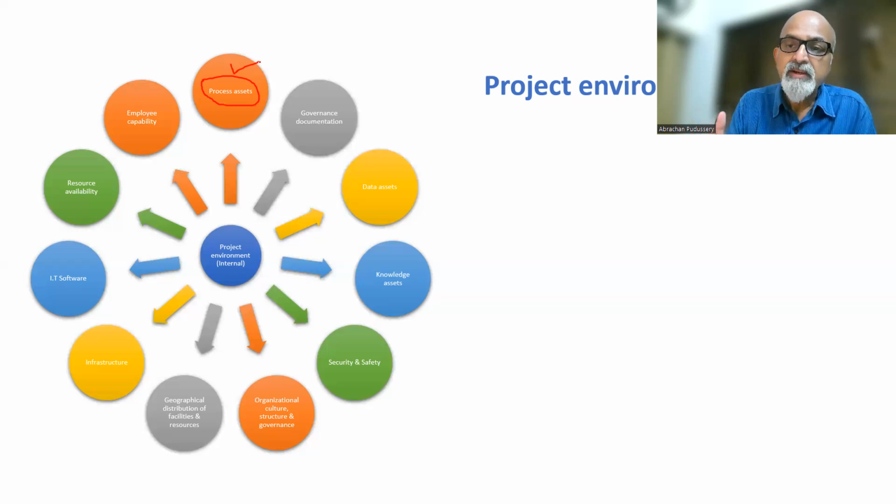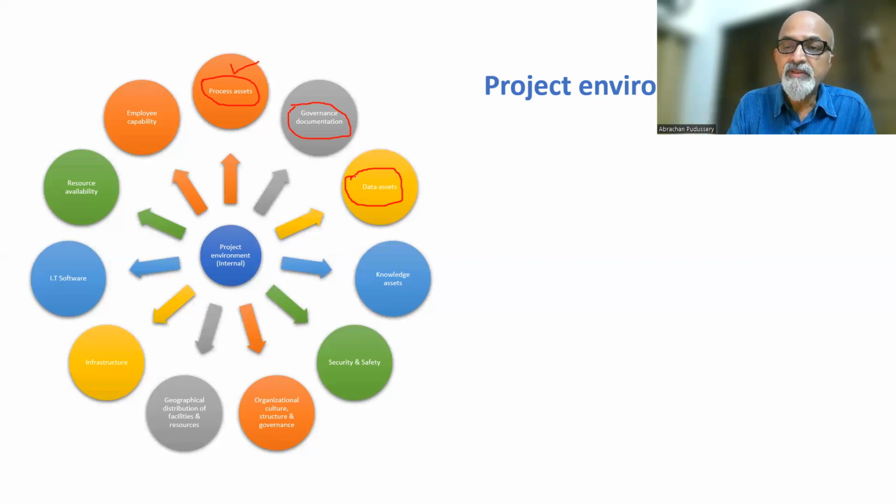we need to understand what are all the processes the owner is demanding, what are the processes the contractors are following, what are the processes the subcontractors and the suppliers are following. All these have an impact on project planning and execution. So one needs to be aware of these things. Then project governance, documentation. What are all the documentation we need to do when we do the project? Very often this refers to the statutory documentation.